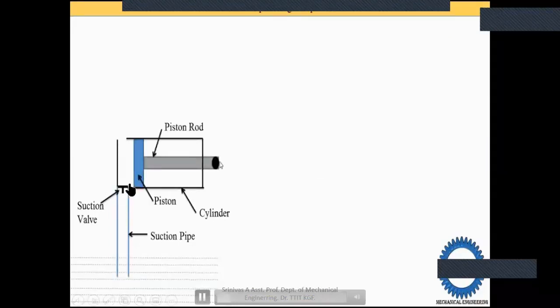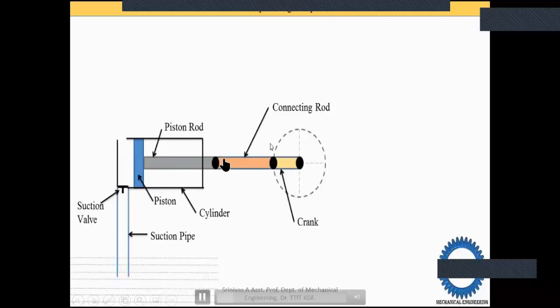The suction wall, whose function we'll discuss later. And this is the suction wall. Next, the cylinder is connected. Inside the cylinder, we have a piston and the piston rod. The piston rod connects the piston to the connecting rod, and the connecting rod is connected to the crank, and the crank is connected to the shaft.